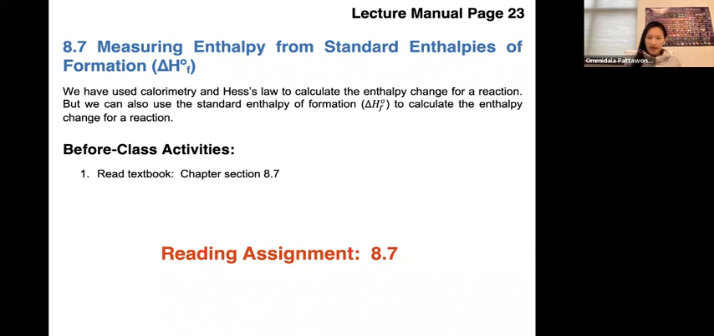So what do I mean by that? We're going to talk about that soon. The OER textbook that covers this chapter is under chapter 8.7.